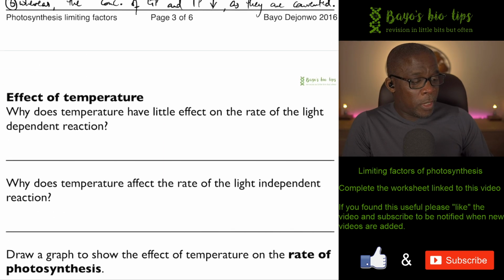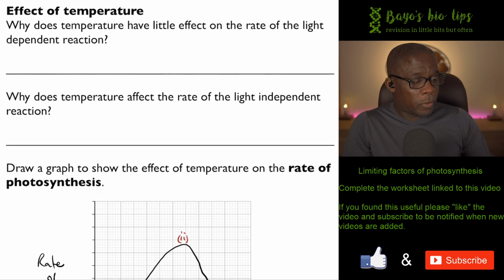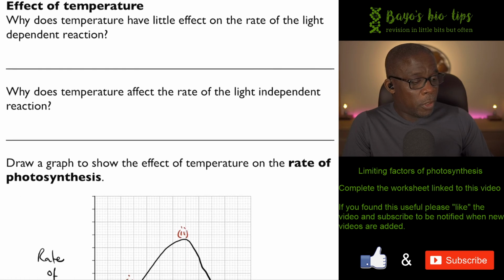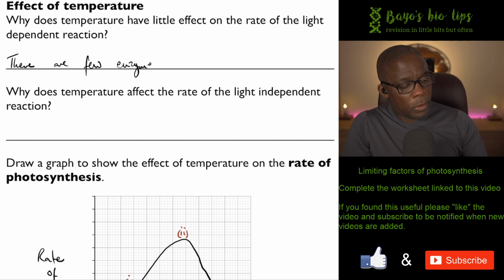And then finally, let's look at the effect of temperature. So why does temperature have little effect on the rate of the light-dependent reaction? That's because there are few or no enzymes involved.